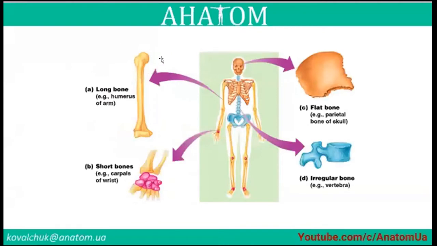For example, the humerus in the upper limb is a long bone in the classification. Short bones are present in large numbers in the carpus. Flat bone, for example, the parietal bone of the skull, and irregular bone, for example, in the vertebral column, the vertebrae.